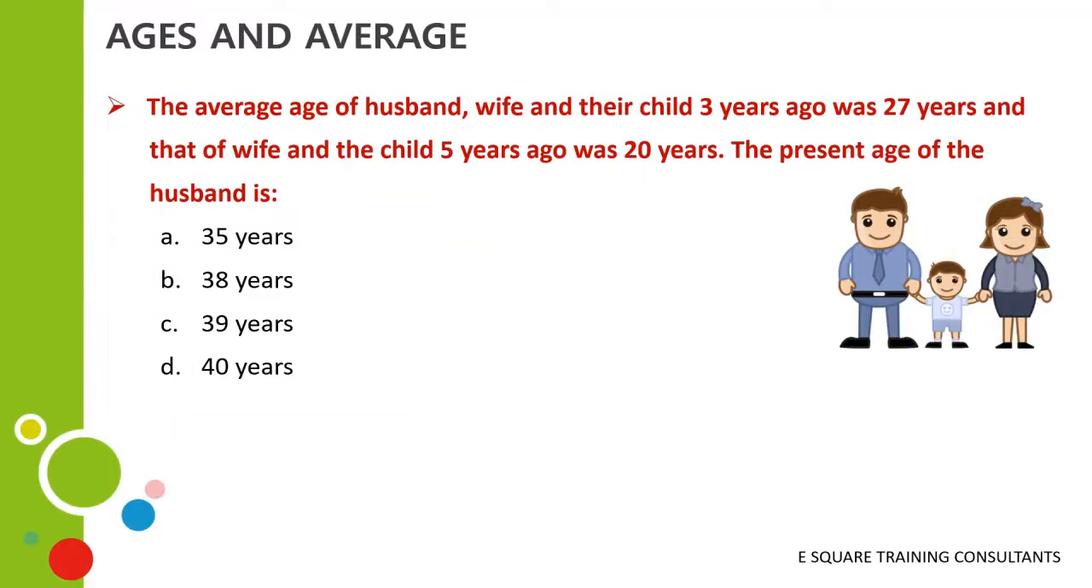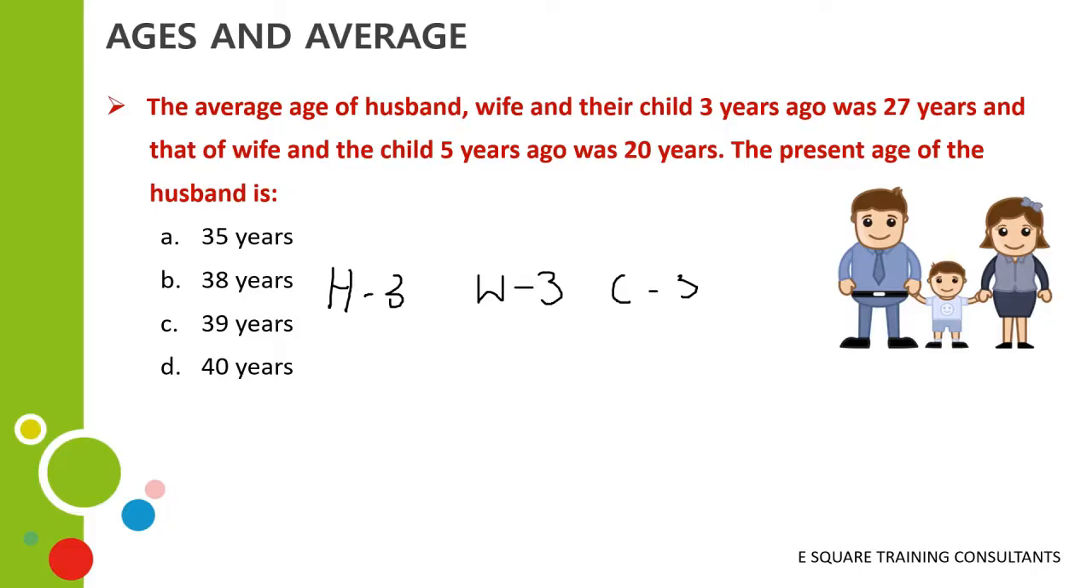So let's move on to the first question. The average age of husband, wife and their child 3 years ago was 27 years. So I'm going to take the present age of husband as H, the present age of wife as W and the present age of child as C. So 3 years ago, the age of husband would have been H minus 3. So the age of the wife 3 years ago as W minus 3 and age of the child 3 years ago as C minus 3.